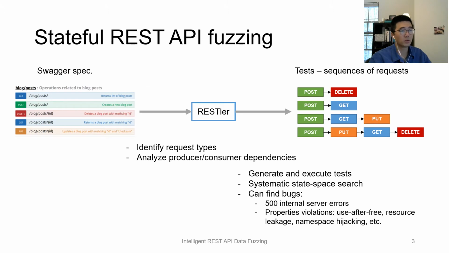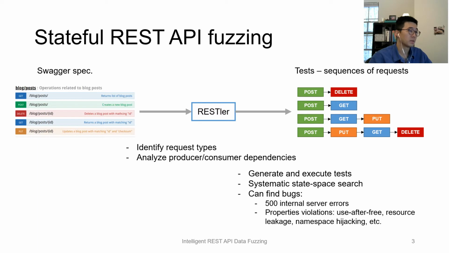Recently, people have proposed work to perform stateful REST API fuzzing, such as RESTler. It takes the API specification that describes the available requests. For example, you can use a POST request to create a blog page, use a GET request to update or modify the page, or use a DELETE request to remove the page. And given this specification, RESTler will analyze the producer-consumer dependencies between request types, and then generate sequences of requests that allow us to reach a deeper state of the cloud services.